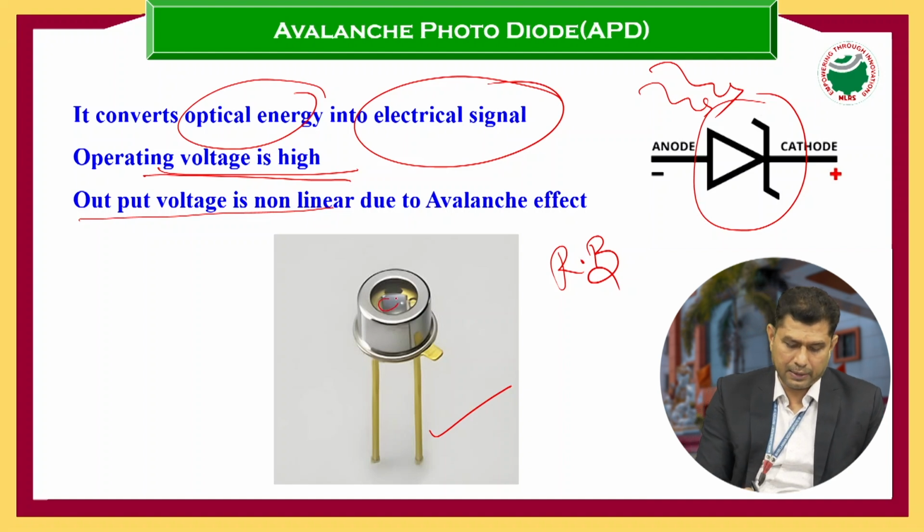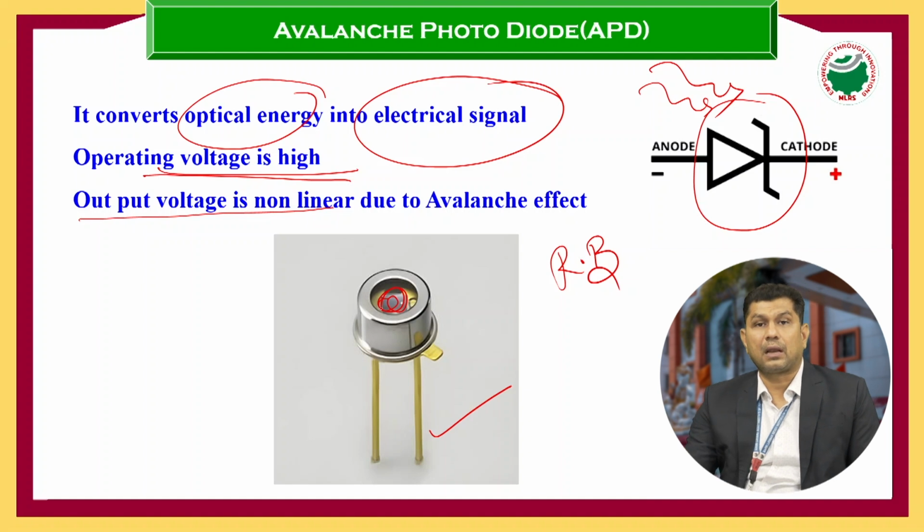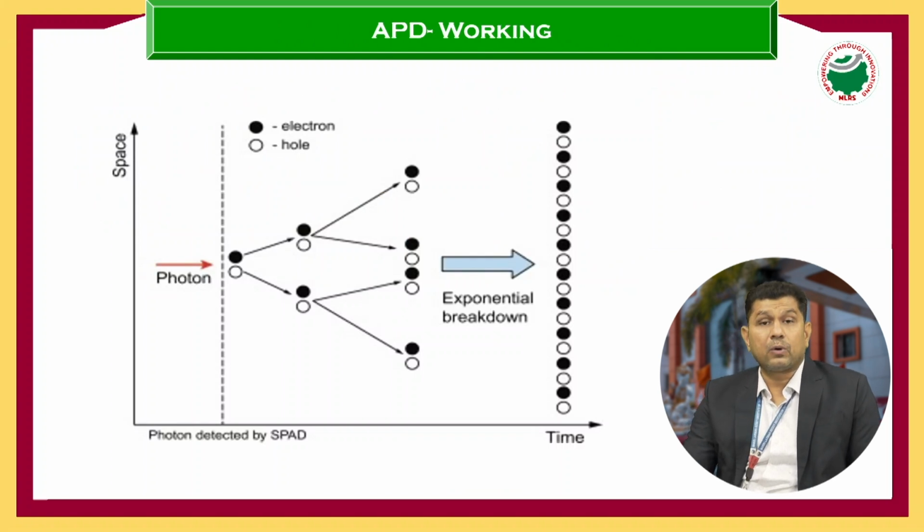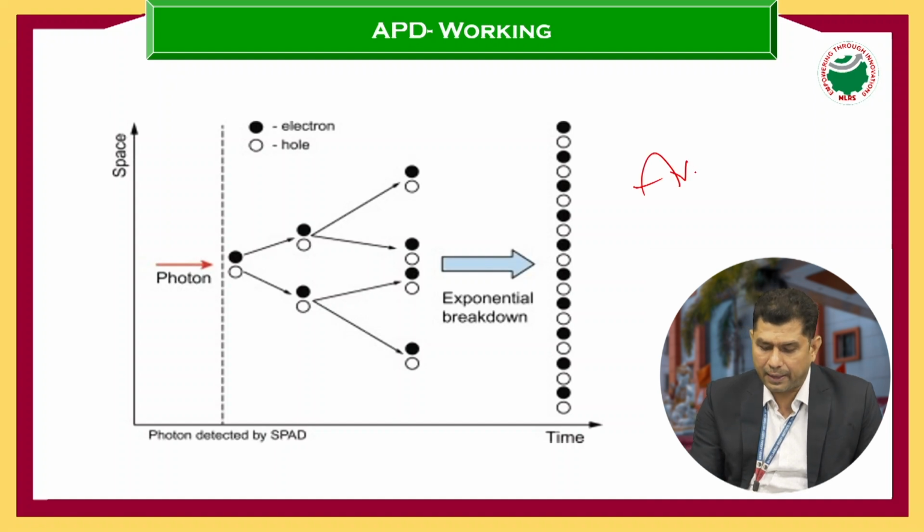See, this is the area of focusing. The light is incident on that photodiode. The name itself tells it: APD. A stands for avalanche, P stands for photo, D stands for diode. Avalanche photodiode. What is this avalanche? What is this avalanche effect?